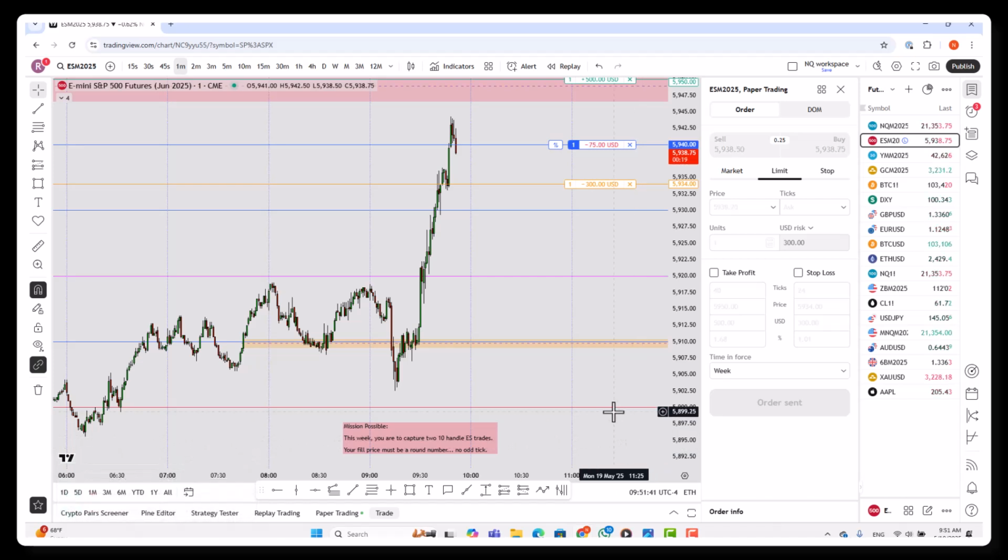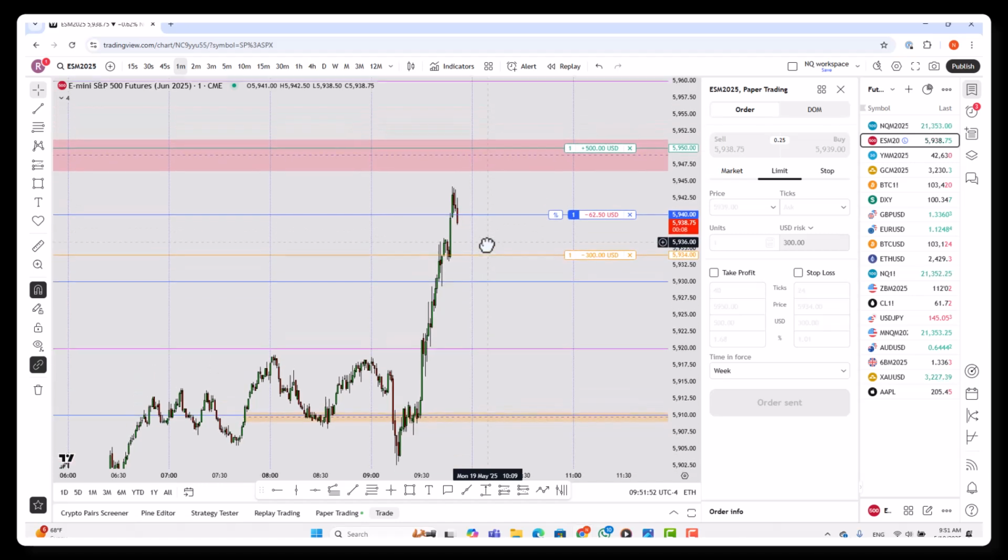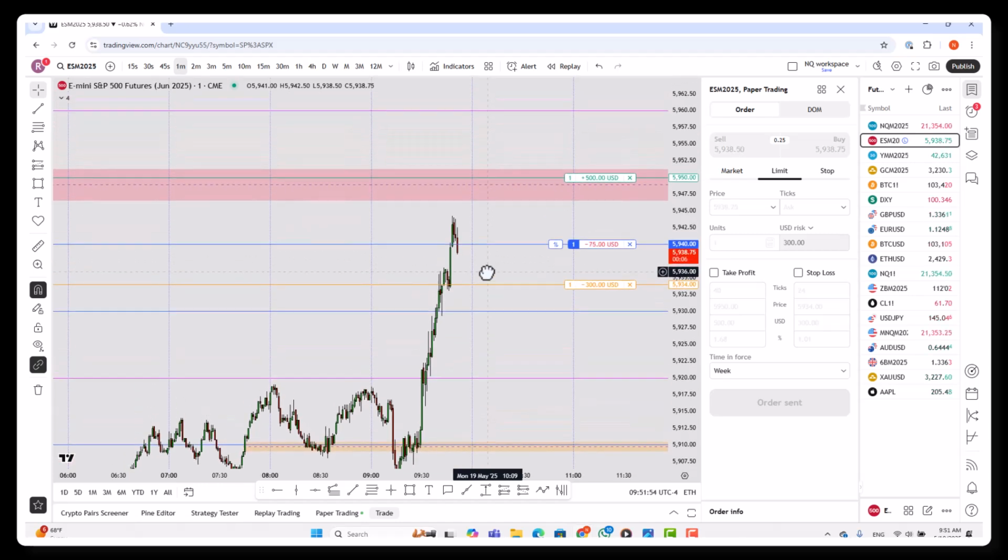Let's see if it's gonna work. This is way, way, way into premium, but I'm just testing it. I am testing to see if price is gonna draw up to this level here from this fair value gap. And since we could only enter at a round number, that's why I entered there. Otherwise, I would enter at the fair value gap.